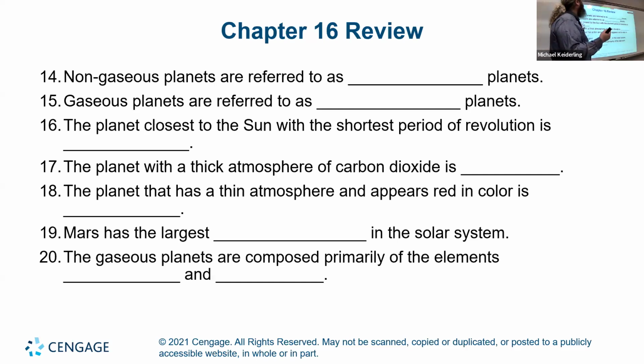The planet closest to the sun with the shortest period of revolution is Mercury. The planet with a thick atmosphere of carbon dioxide is Venus. Venus has the hottest surface of any of the planets because of its thick atmosphere of carbon dioxide. Planet with a thin atmosphere that appears red in color is Mars. It's red because of the iron oxide on its surface. Fastest rotating, Jupiter.